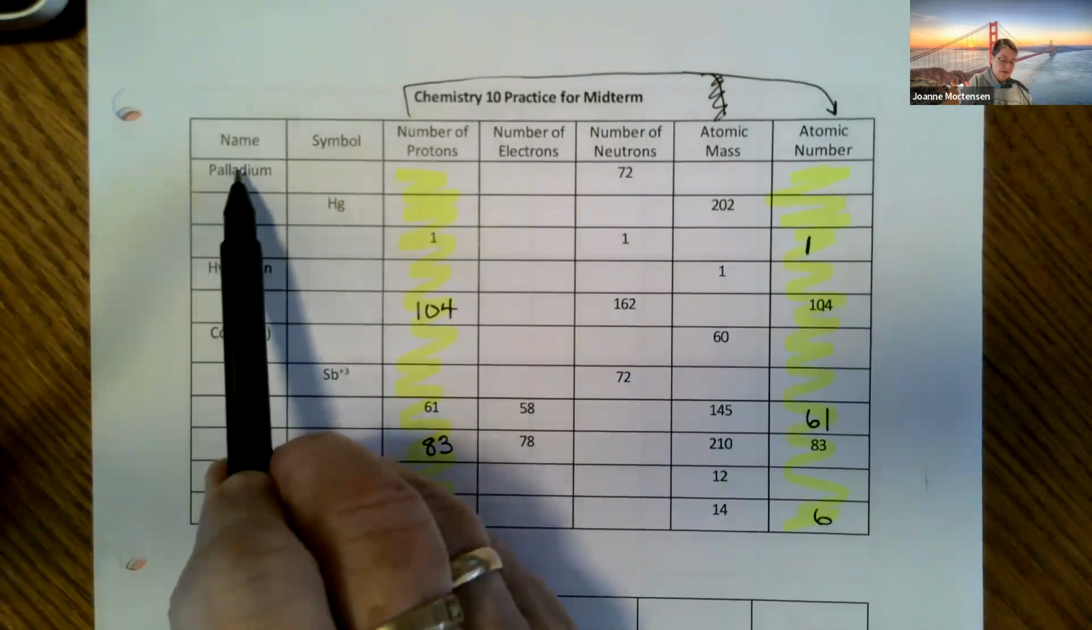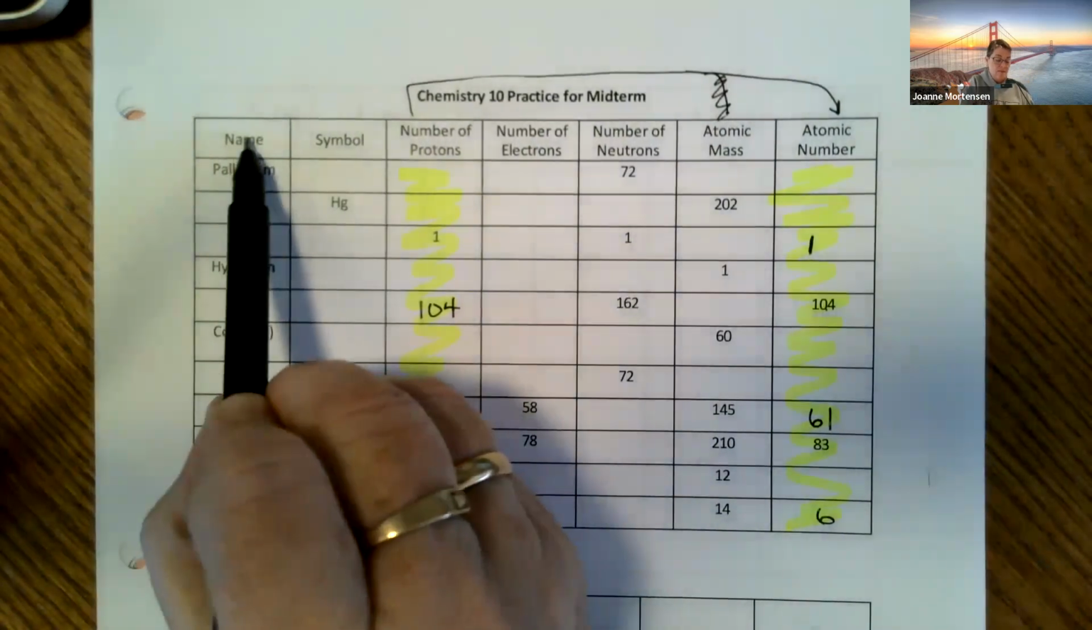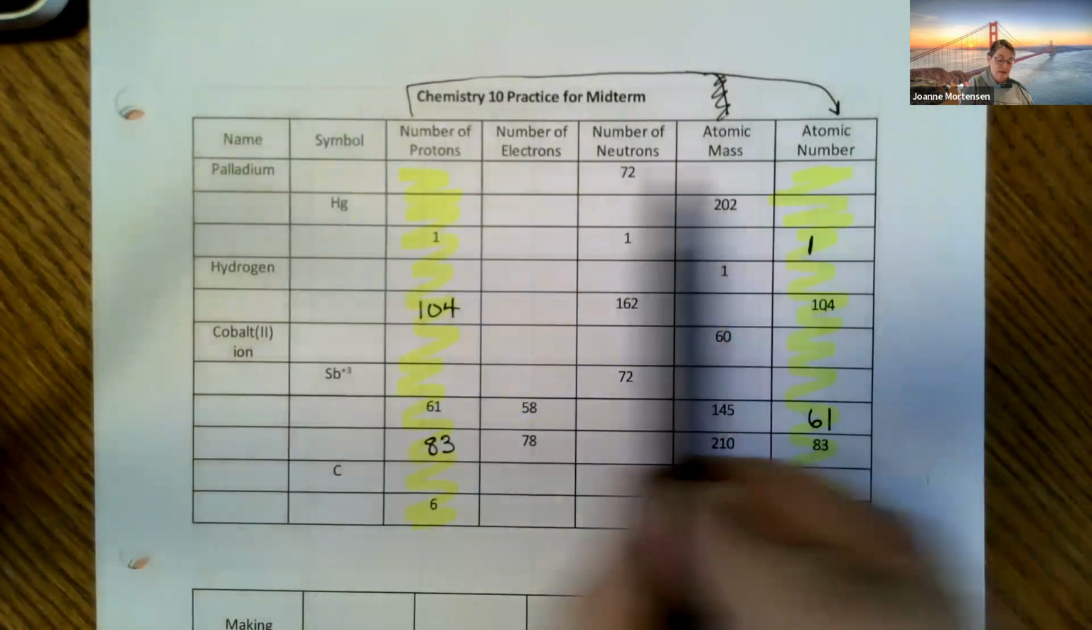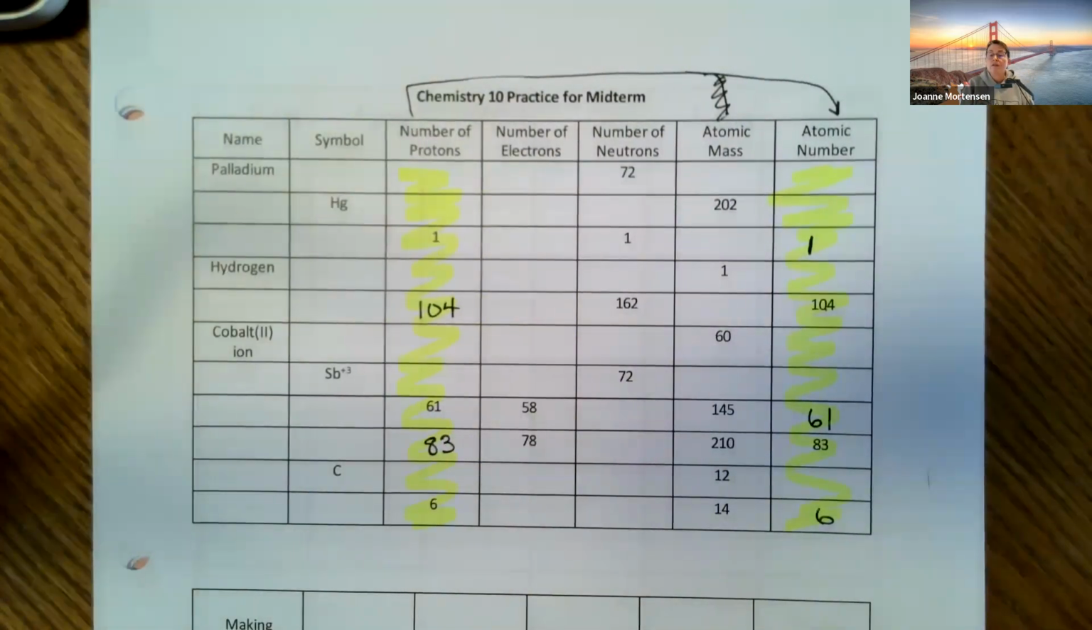All right, so the next thing we're going to play around with is let's see how many of the names and the symbols we can have. Because to define an element, it can be the name, it can be the symbol, it can be the number of protons, or the atomic number. Each one of those is a unique identifier. So if you have one of the 4, you have a specific element.